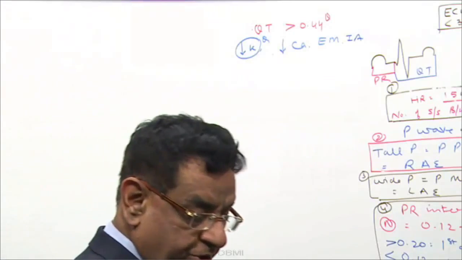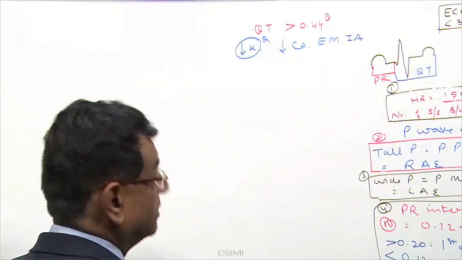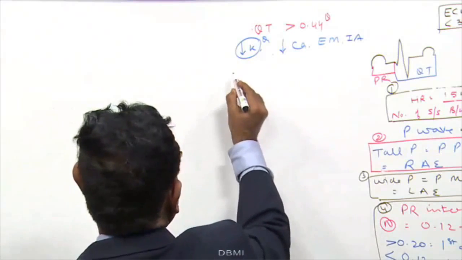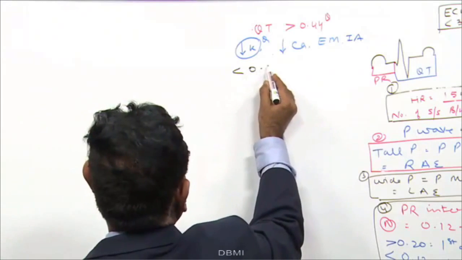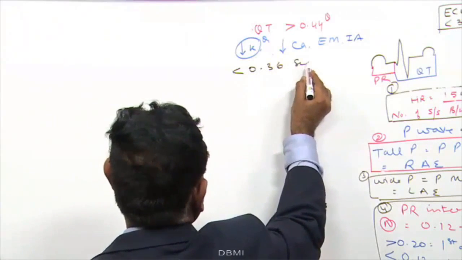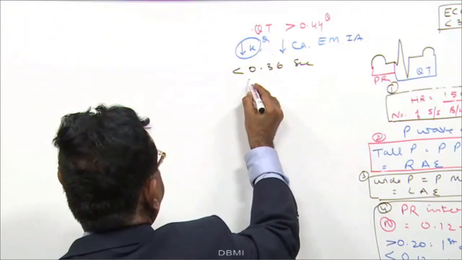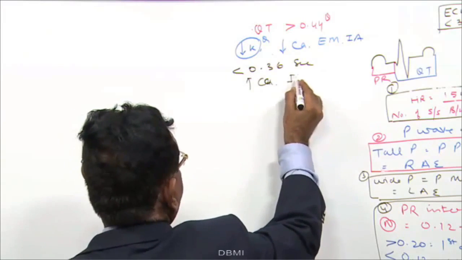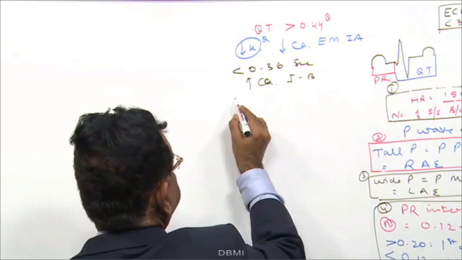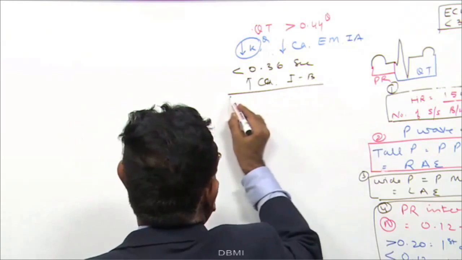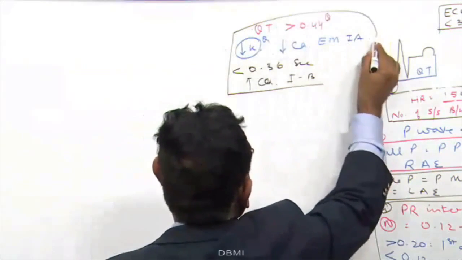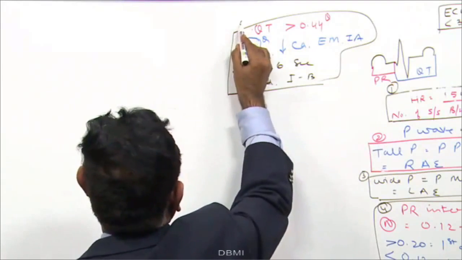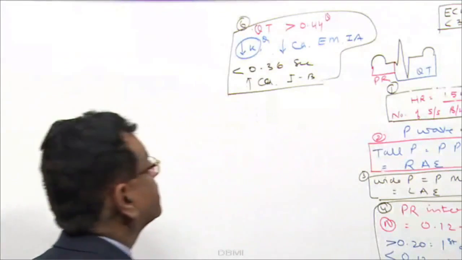Then short QT interval, that means the QT interval less than 0.36 second. This is seen in hypercalcemia, class 1B drug. Okay, this is the box number 6.